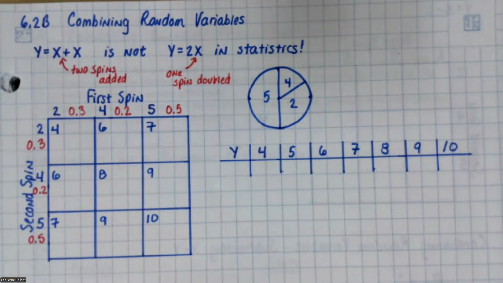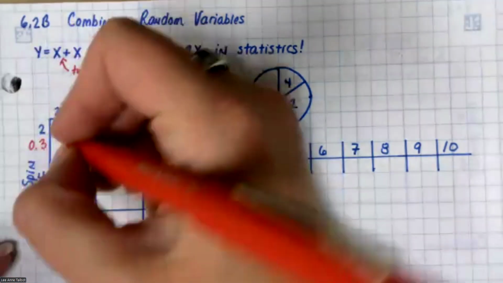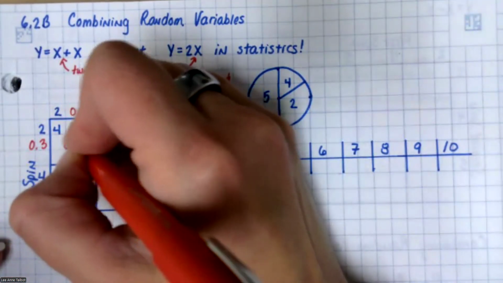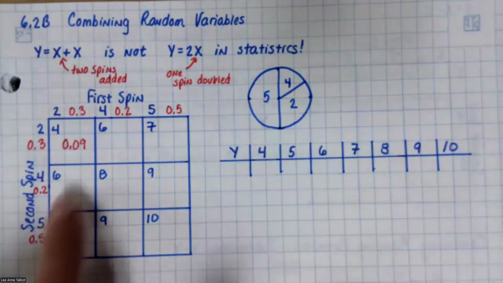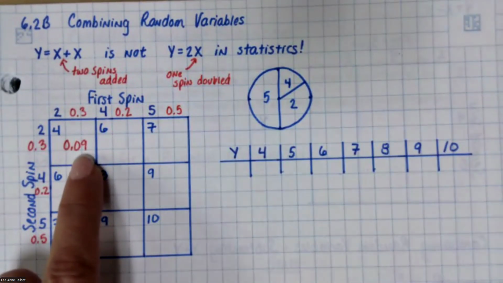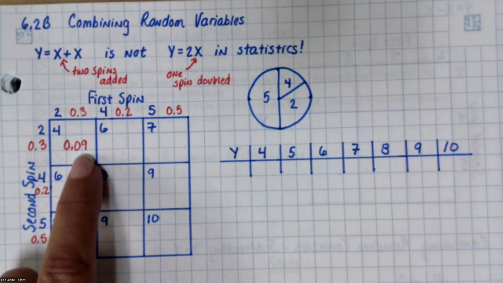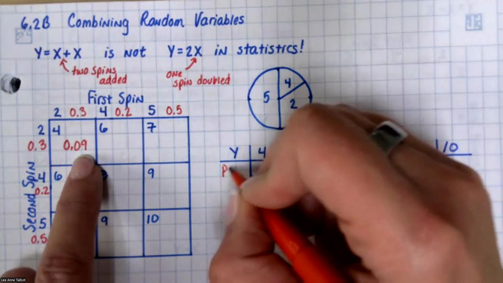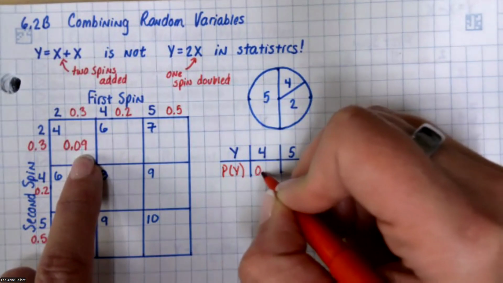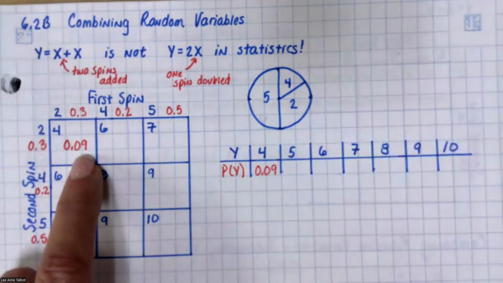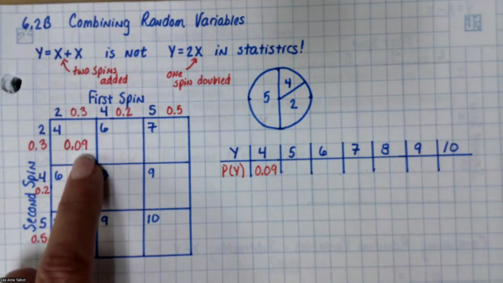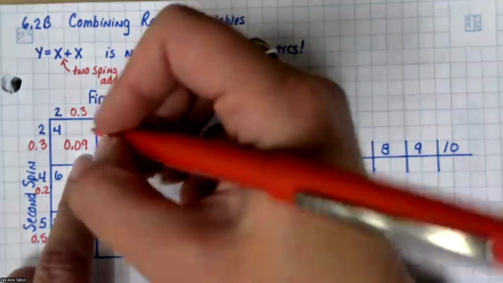And then this essentially becomes an area model. So 0.3 times 0.3 is 0.09. This means you have a 9% chance of spinning a 2, spinning another spin, getting a 2. Do you understand that? Okay. So 9% chance of 2 spins, adding them together, getting a 4. Okay, you guys see what I'm doing?